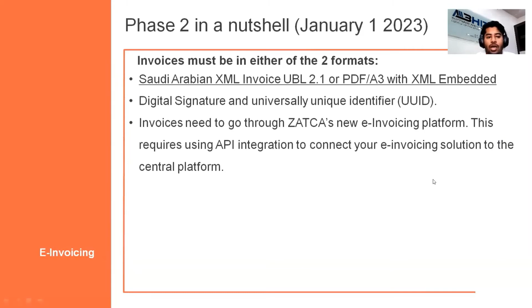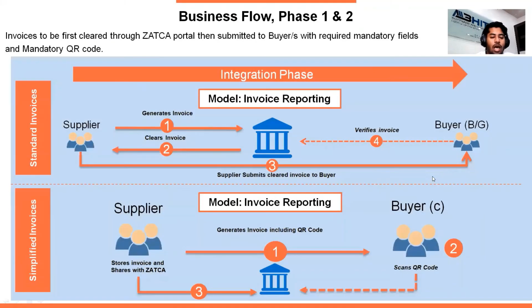Let us look at the business flow for phase 2, which will be the integration phase. First, the standard invoices, which is the tax invoice. The supplier generates the invoice and sends it to the ZATCA portal. The ZATCA portal verifies and clears the invoice. When it clears the invoice, the supplier receives the cleared invoice, and then the supplier can share this cleared invoice with the buyer. After the buyer gets this, the buyer can cross-verify the invoice through the ZATCA portal.